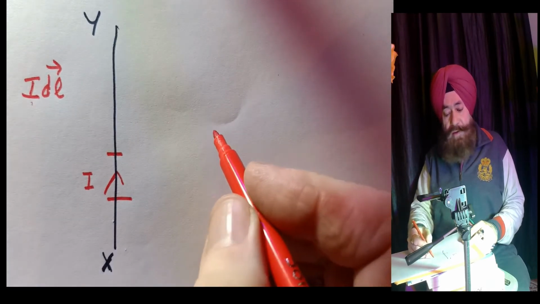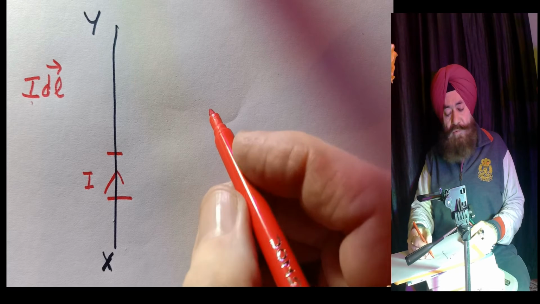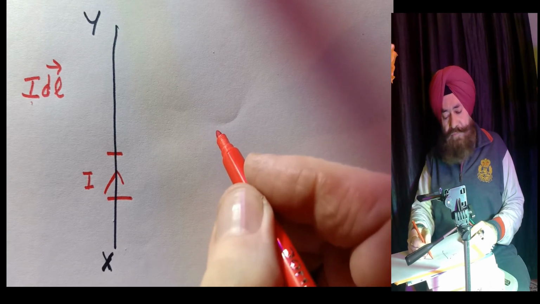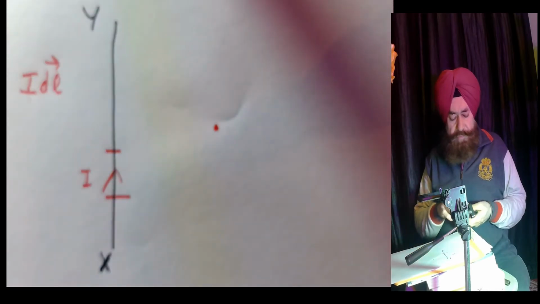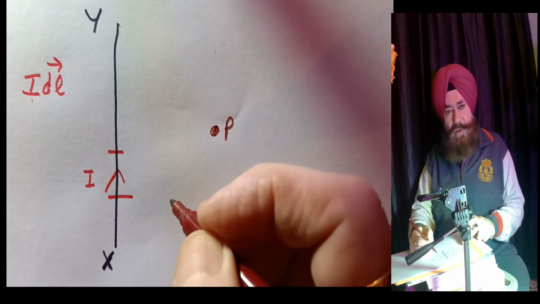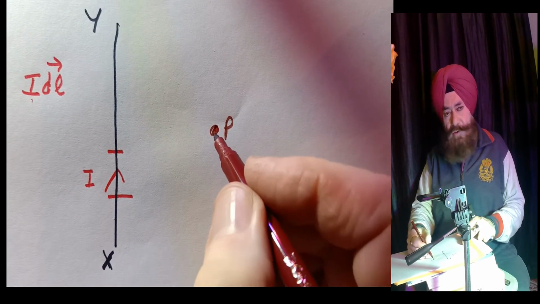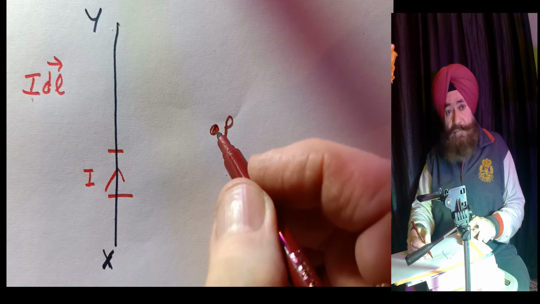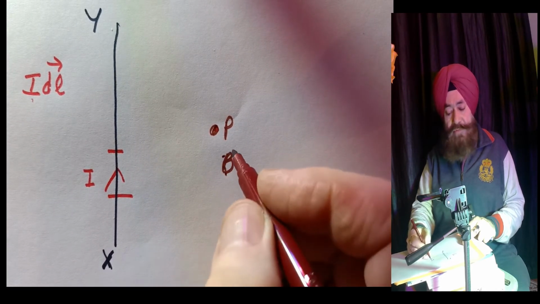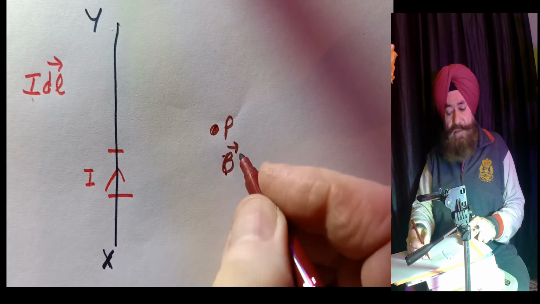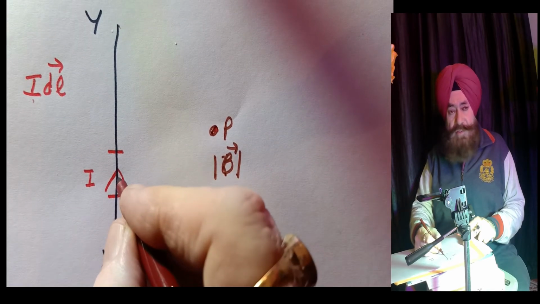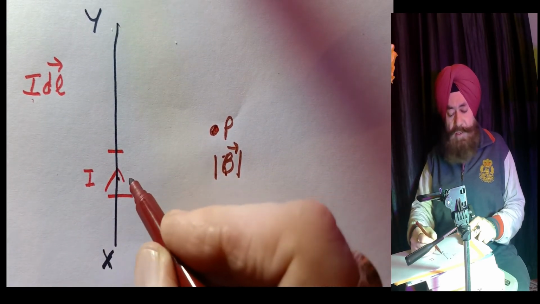Okay. Now, let the observation point be this observation point. This is the observation point, and I'm interested in finding the magnitude and direction of the magnetic field, B vector, in magnitude and direction here because of this current element. And that's very simple.